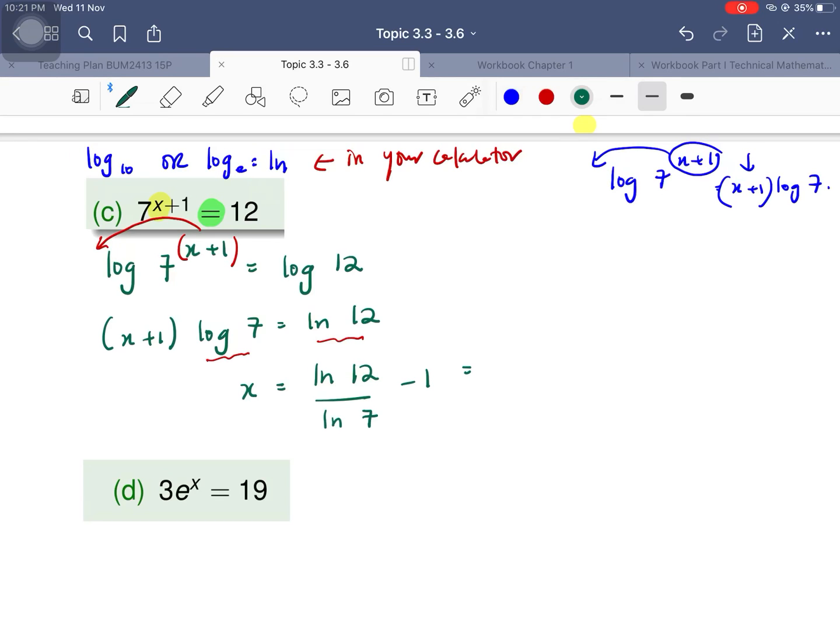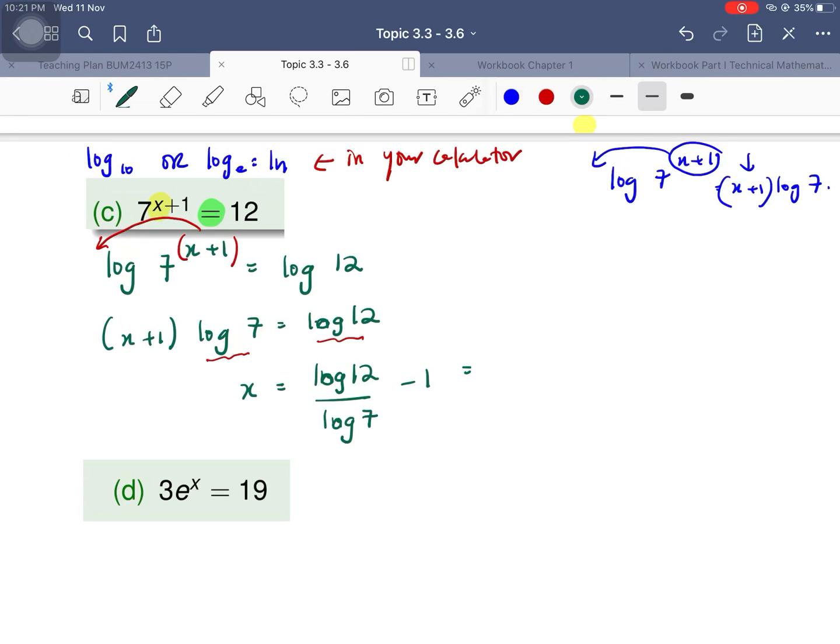And please verify this. Use your calculator. Sorry, it's not supposed to be ln, it's log, isn't it? So this is log. Sorry about that. I thought I was using ln. But if you use ln, it's also going to give you the same answer. So no problem whether you're going to use log 10 or log e.